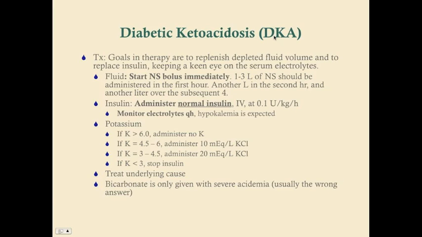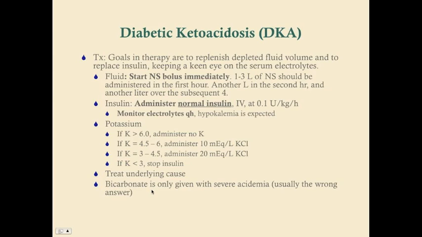Along with treating the diabetic ketoacidosis, of course, we should be treating the underlying cause. If the patient has symptoms of pneumonia, we should be getting a chest x-ray. If they've got symptoms of UTI, meaning they've got elevated nitrites and red blood cells and white blood cells in their urine, we should be giving them an antibiotic for that. But treating the underlying cause is always going to be important.